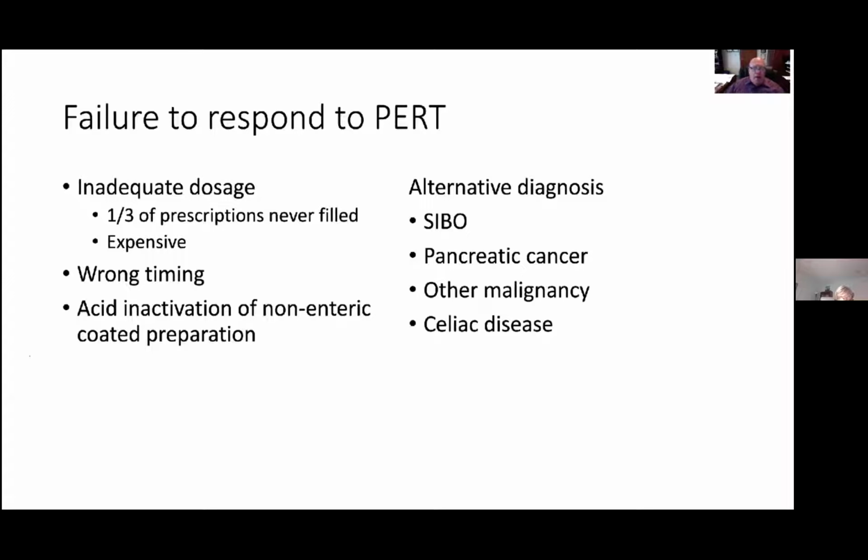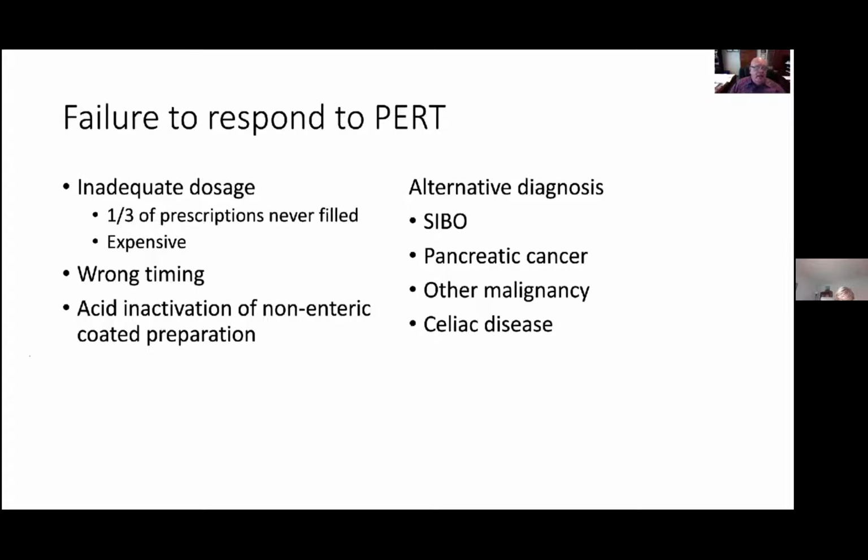If they're not responding, why not? Why may that be? What might be the explanation? Probably the most common is an inadequate dosage. Either the prescription was not appropriate, it wasn't a high enough dose. At least in the US, around a third of prescriptions are never filled, and it seems that may be primarily due to the fact that these agents are quite expensive.